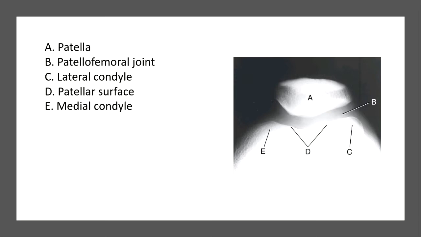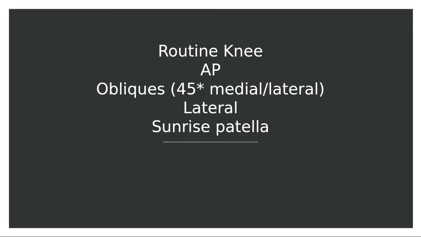All right, now, as far as a knee, when we look at a routine knee, and if you look at your cheat sheet, a routine knee actually has 5 views. There is an AP, 2 obliques, a 45-degree medial oblique and a 45-degree lateral oblique, a lateral, and a sunrise view of the patella.